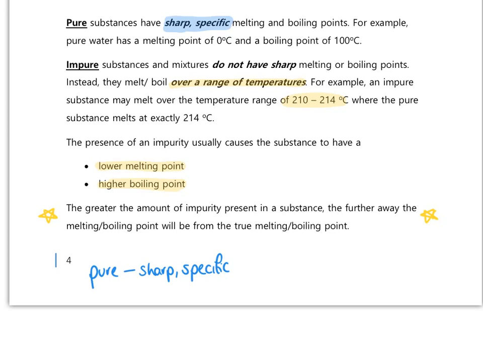So again, think of pure substances. The two words you want to be thinking of are sharp and specific. So pure substances have a sharp and specific melting point and boiling point. Impure substances will melt or boil over a range of temperatures, and the melting point that we see will tend to be lower. So it will have a lower melting point than the pure substance, and it will have a higher boiling point than the pure substance.